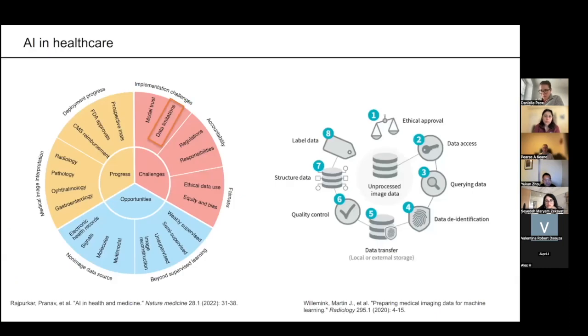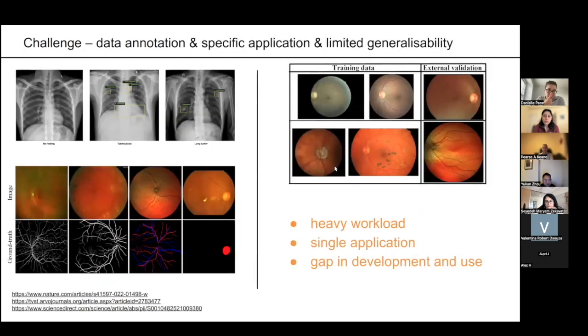So first of all, we know that data limitation is always a serious problem in AI in healthcare research. It actually consists of lots of different complicated steps, including the ethics approval, data access, de-identification, quality control, and finally you get the structured data and you think about how to label them. And to be specific, there are some challenges about AI modeling regarding the data set experts.